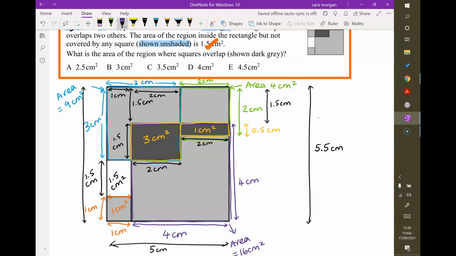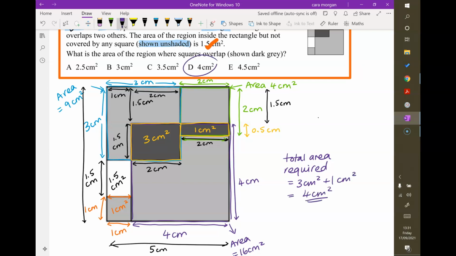I think I've got my final answer now, because I know that I'm looking for the total shaded area. So the total area required, which was that dark shaded area, is 3 centimetres squared plus 1 centimetre squared, which is 4 centimetres squared. The answer was D.